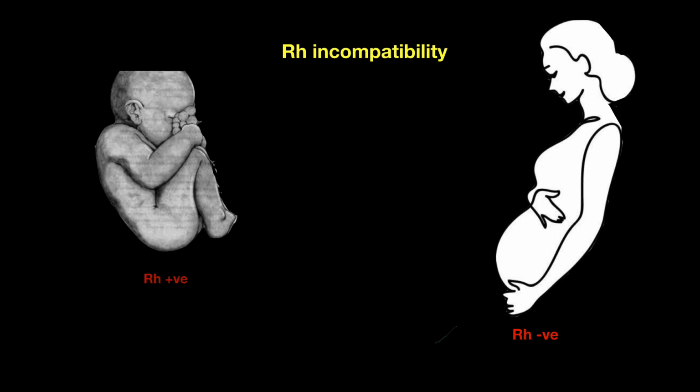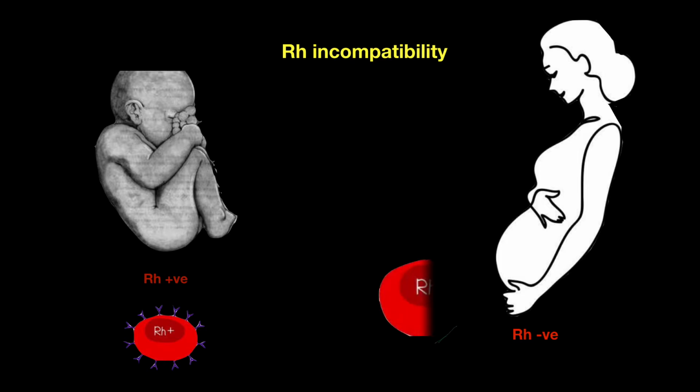RH positive means rhesus factor positive. Rhesus factor is a protein on the RBCs. RH positive people have this particular protein on their RBCs, but RH negative people don't have RH factor on their RBCs.